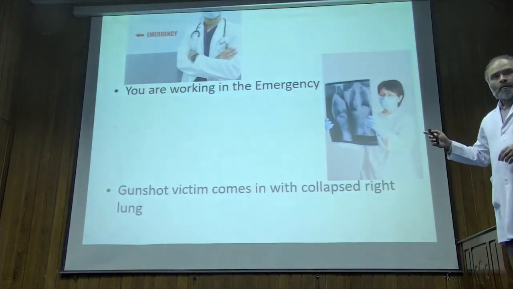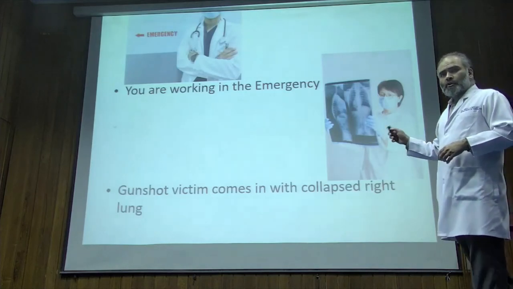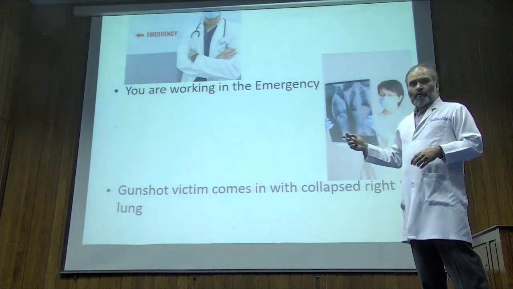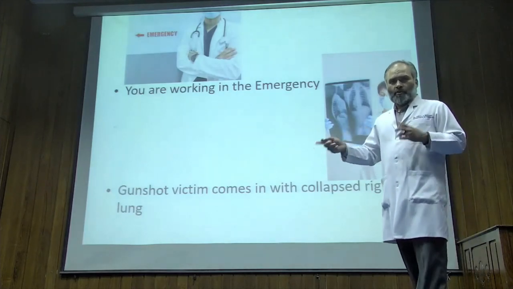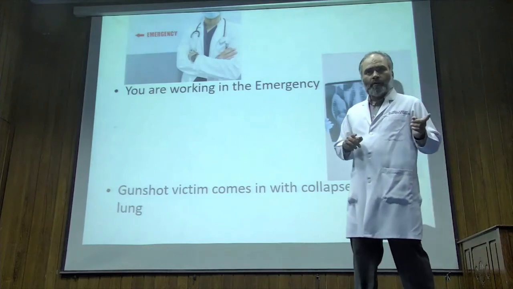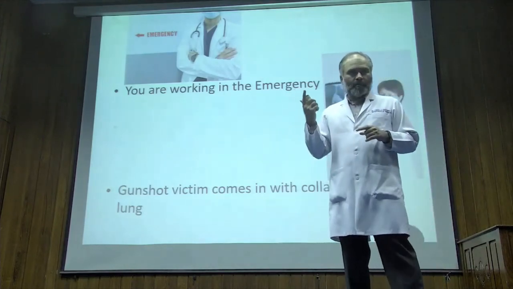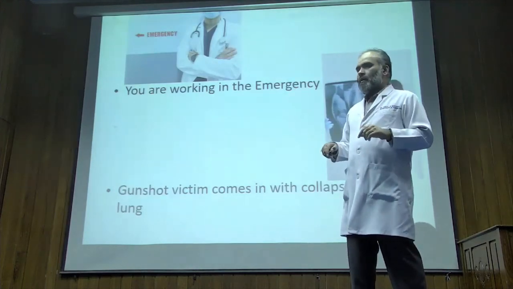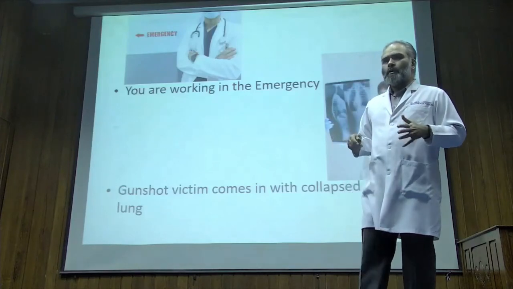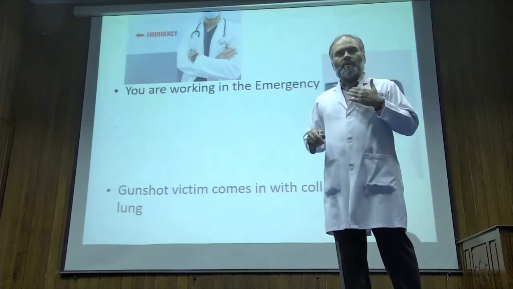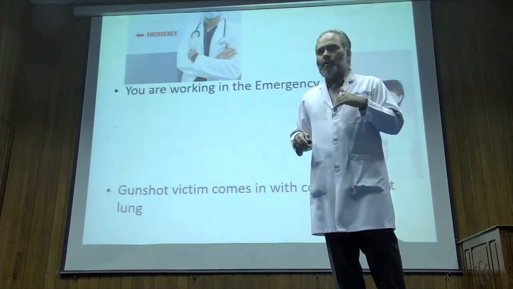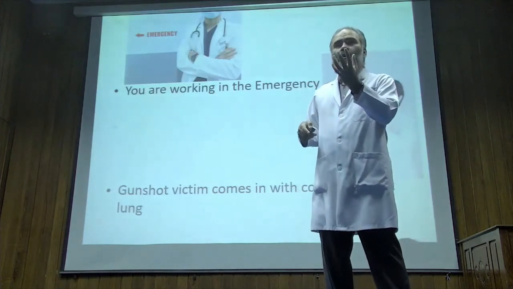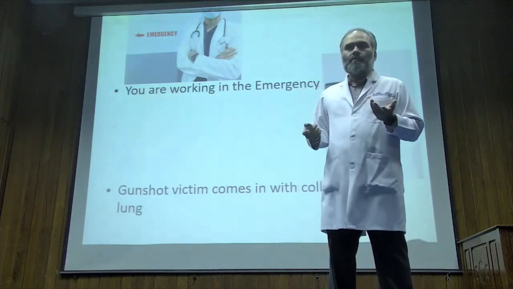Okay. So you are working in an ER and a person with a gunshot wound comes to you. You confirm on X-ray that one side of the lung has collapsed, whichever one side. The other lung is fine. One side is collapsed where the bullet has entered. What will be the symptoms of this person if he's awake, if he's conscious? The respiratory rate will be high because he's trying to compensate for a collapsed lung. Although the volume of air going in and out will be less, of course.